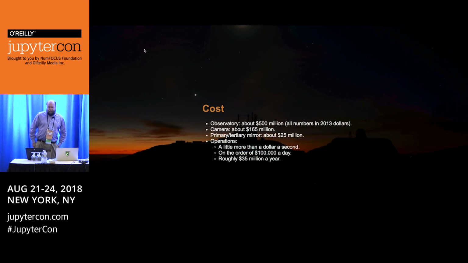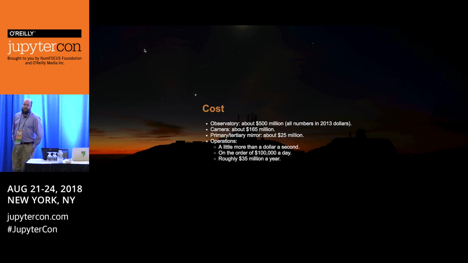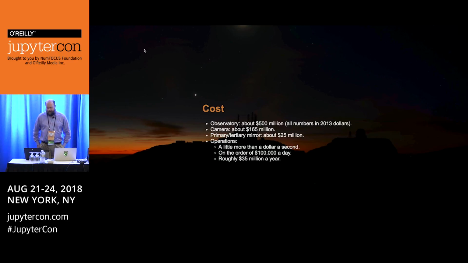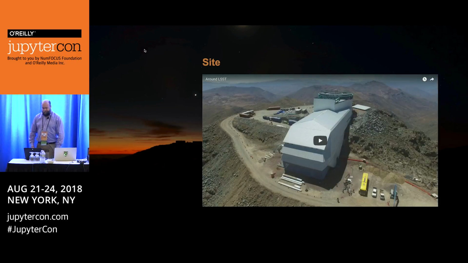All this doesn't come cheap. The observatory itself is about a $500 million project. The camera is $165 million of that. And the mirror, the primary tertiary mirror, is about another 25. Operationally, it's expensive, but for something of this scale, I found it surprisingly not expensive. It's $1 a second, $100,000 a day, or $35 million a year, which, you know, is a lot, but not a lot on the grand scheme of things.